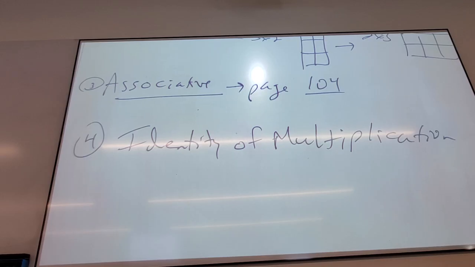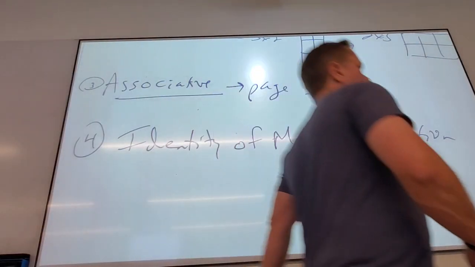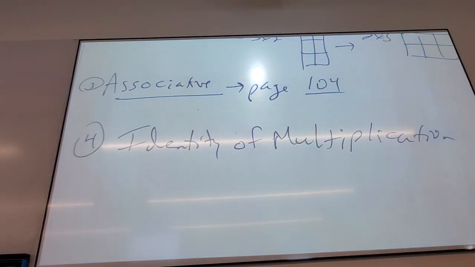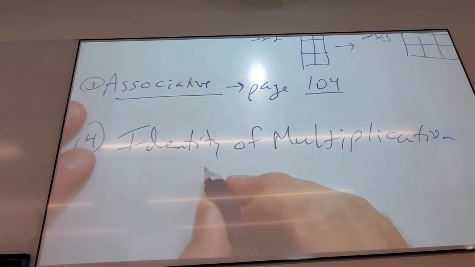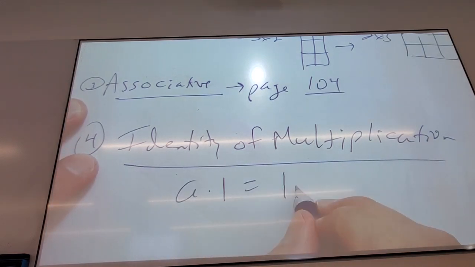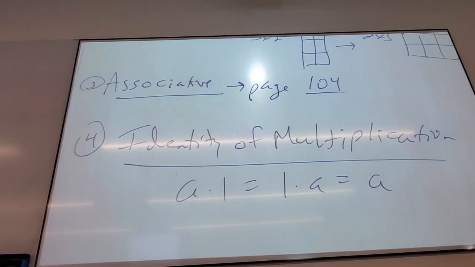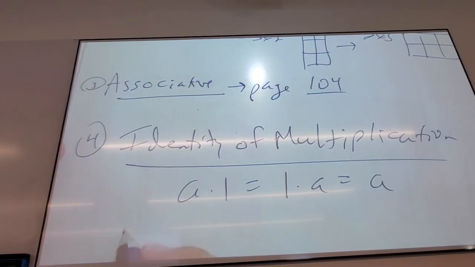2 times 7, now it's a whole different number. So identities are just the things you operate with that maintain the original number. That's why the additive and multiplicative are different, because the operations are different. So this one, a times 1 equals 1 times a equals a. Okay.